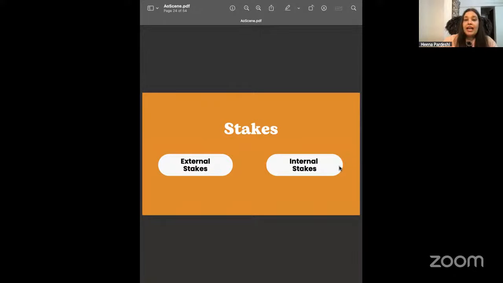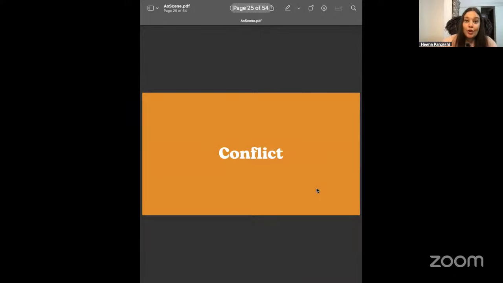Now, let's look at the next element, conflict. Conflict, also known as obstacles. Conflict is not about sword fights or shouting matches. Conflict is anything external or internal that gets in the way of the character goal. Conflict makes things interesting. Conflict generates movement. Conflict forces change.